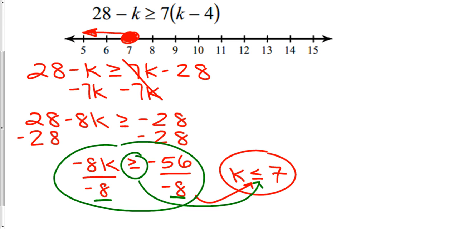Now when we go to graph this solution, because it's less than or equal to, we put a closed circle on 7, and then k is less than 7, so we made an arrow going to the left to indicate all the numbers that are smaller than 7 are solutions to this inequality.